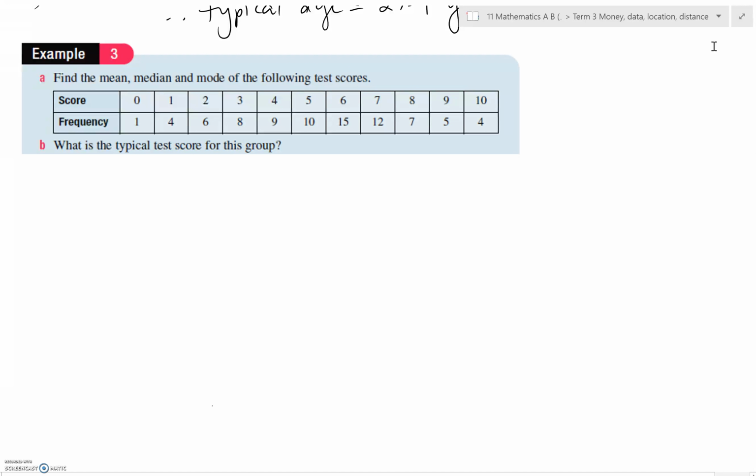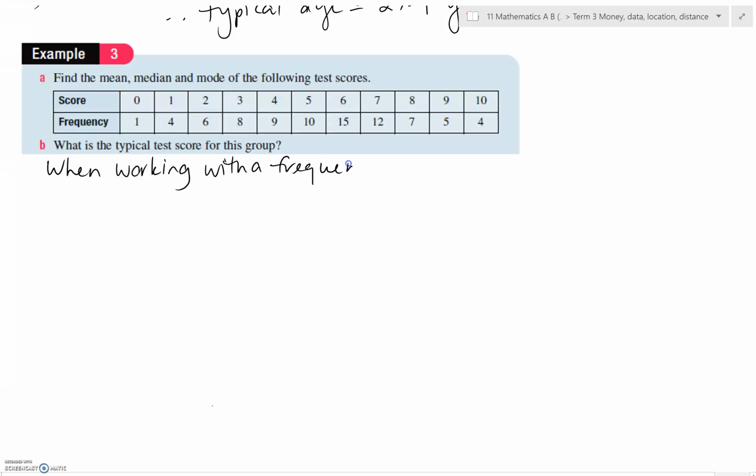So we've got some information here, and this time we're working with a frequency table rather than just a set of individual data like we had in the first example. So we've got find the mean, median and mode of the following test scores, and we've got a little frequency table that we've been given, and then we also need to find the typical test score. So when we're working with a frequency table, we're going to use a slightly different formula for the mean.